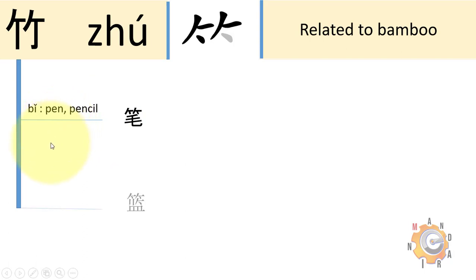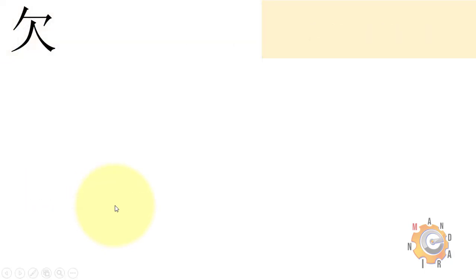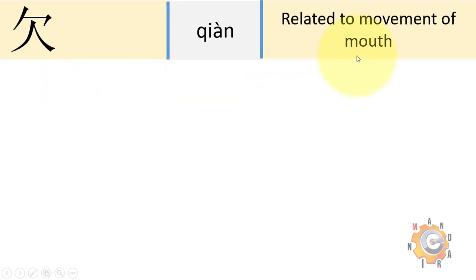The second example is this one. Once again, this variant of zhu is present at the top of it. So it means that this character is somehow related to bamboo. And actually, this is lan, which means basket. In ancient times, the basket was made of bamboo. The second radical that we are going to study today is this one. It is qian, which is a radical related to movement of the mouth. So whenever this character is present in any character, then that character is somehow related to movement of the mouth.